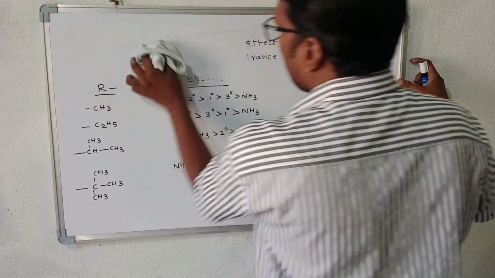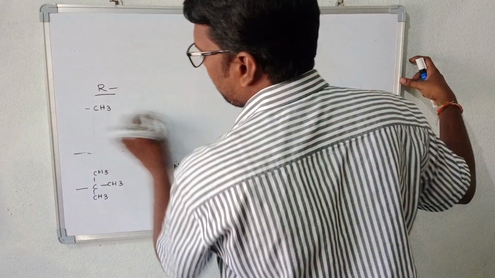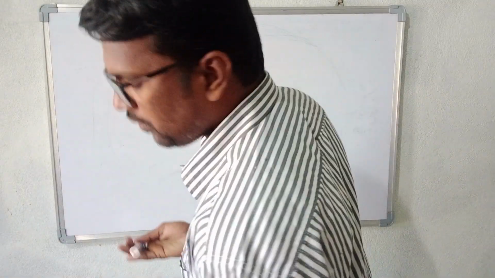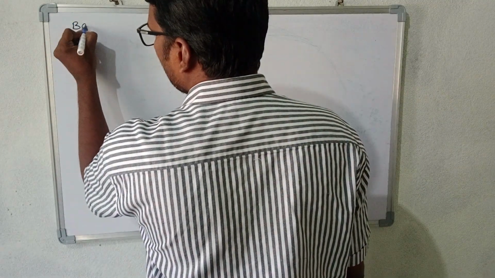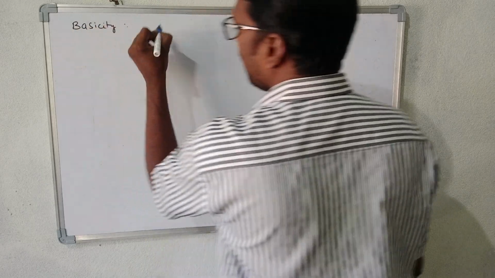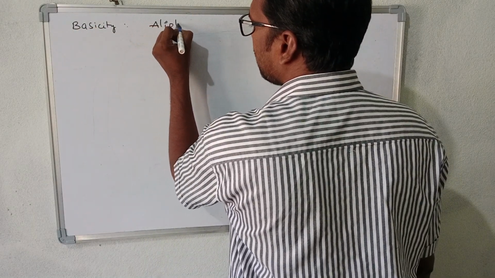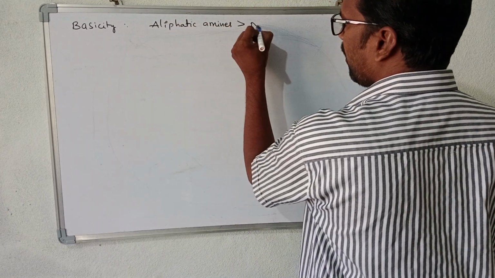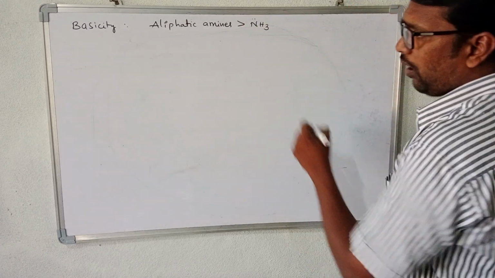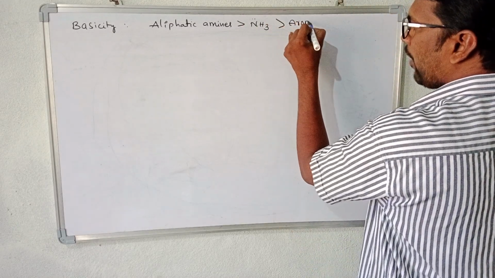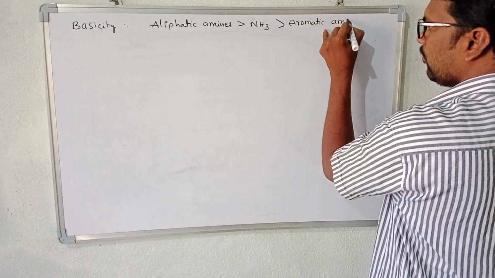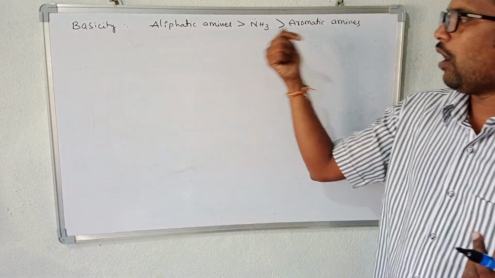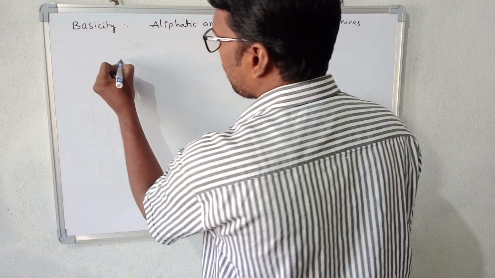Right, now when you compare the basicity of aliphatic amines and aromatic amines, see what the order is. In the basicity order, aliphatic amines are more basic than ammonia. Ammonia is more basic than aromatic amines. Once you have to see why this is.